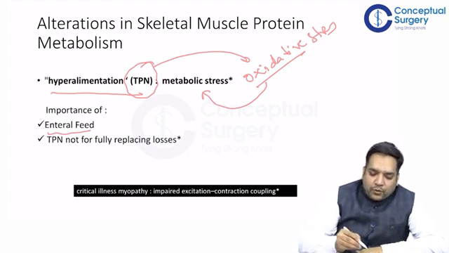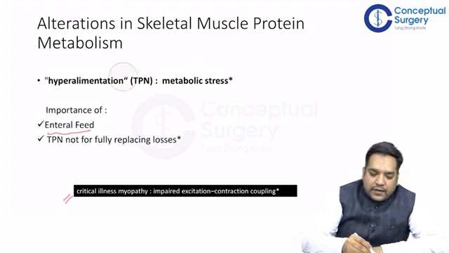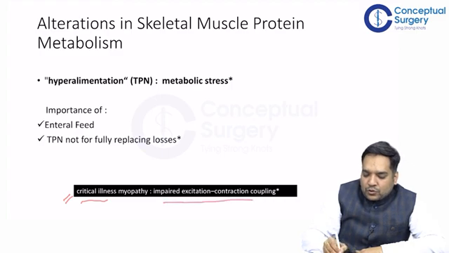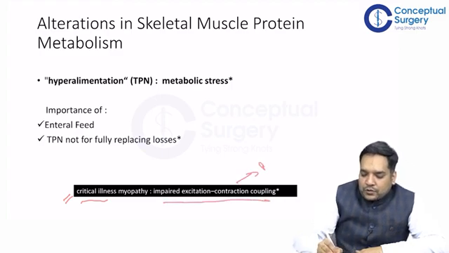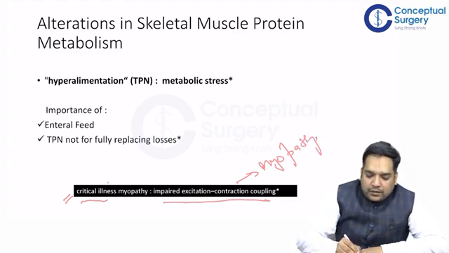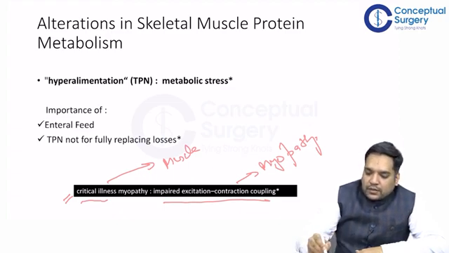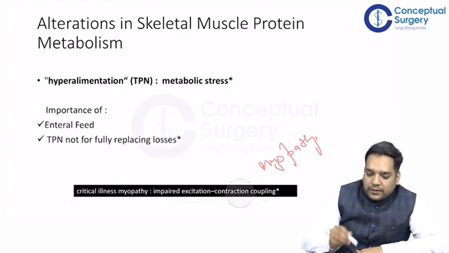So there is a term known as critical illness myopathy. Please remember this, critical illness myopathy. Critical illness myopathy is basically a myopathy which happens in critical illness, and it impairs the excitation contraction coupling in the muscle. So it leads to myopathy. Along with the muscle wasting, myopathy also happens. So please remember the critical illness myopathy, right?